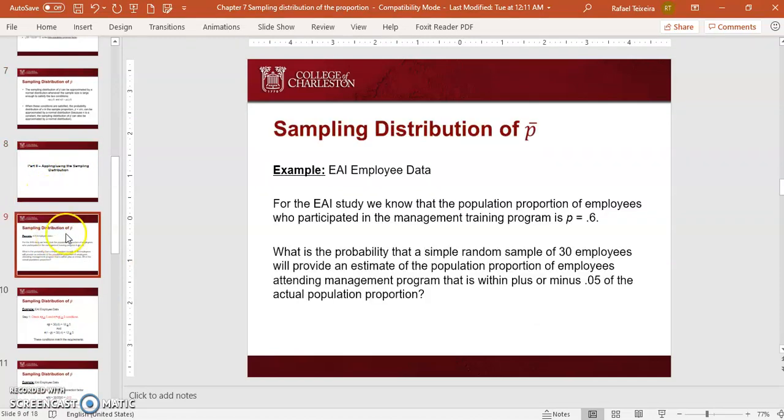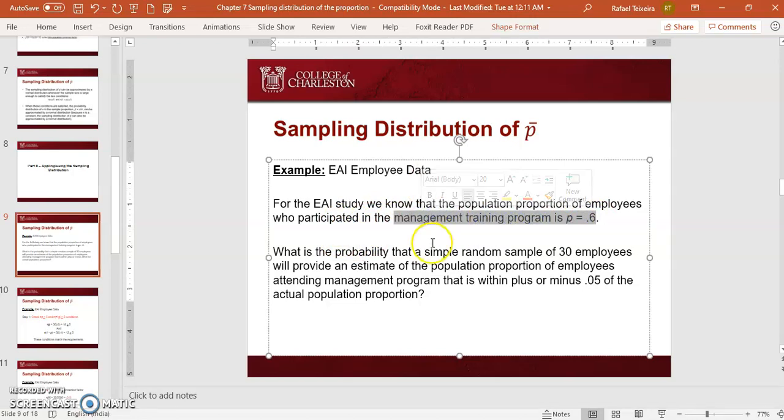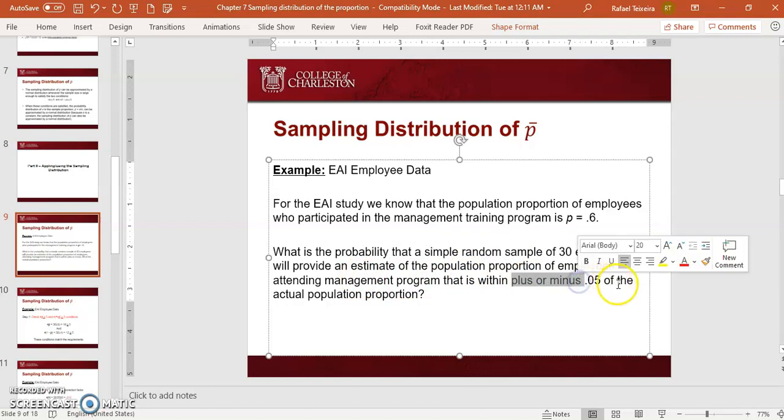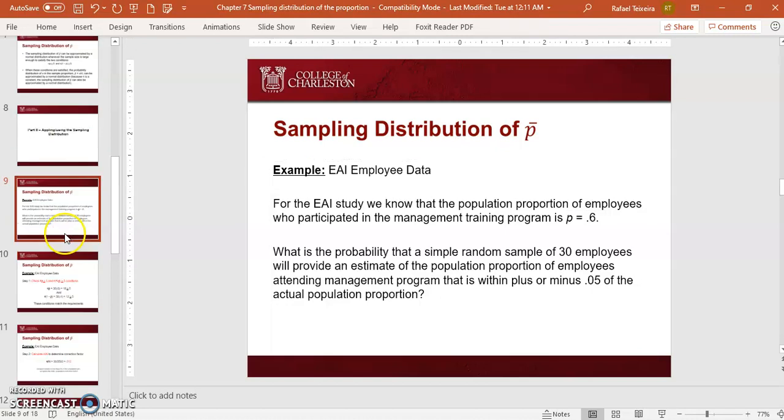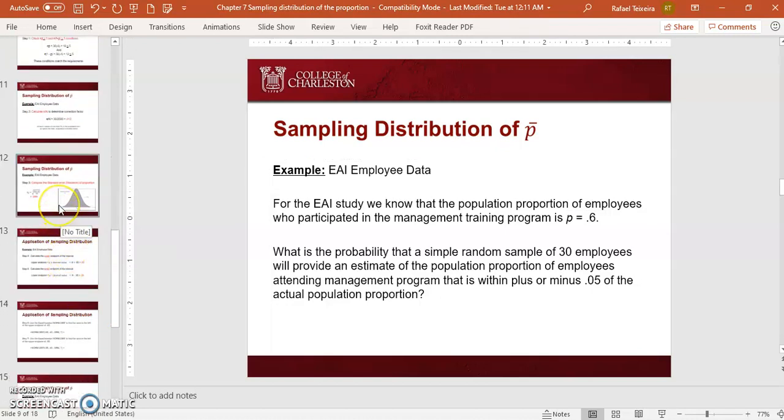So let's see one application. Again, we have the EAI employee data, and we have a proportion of employees participating in a management training program. The proportion is 0.6 in the population. We want to know the probability that a sample of 30 employees will provide an estimate of the population proportion within plus or minus 0.05 of the population proportion. So I'm going to add and subtract 0.05 to this proportion and compute the probability of the sample proportion being within those numbers.